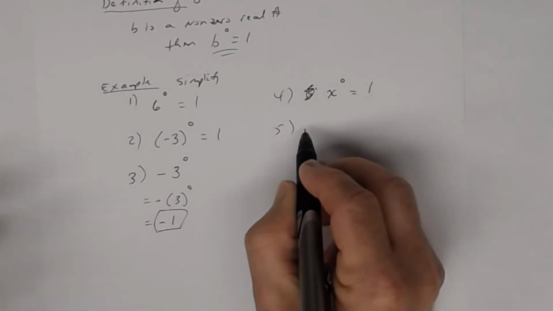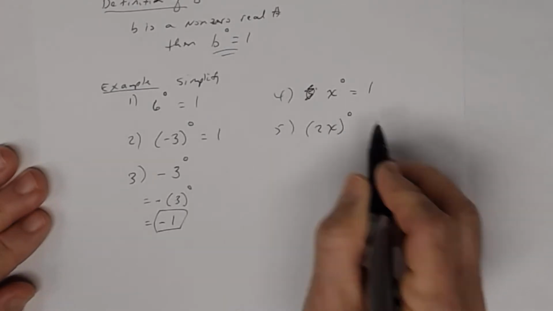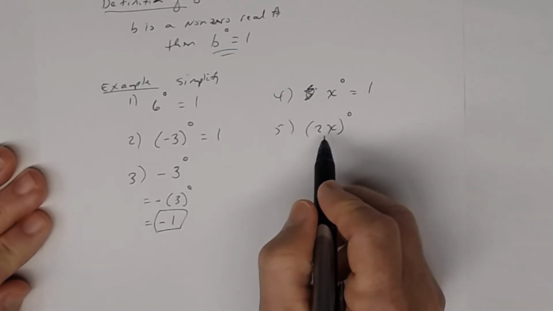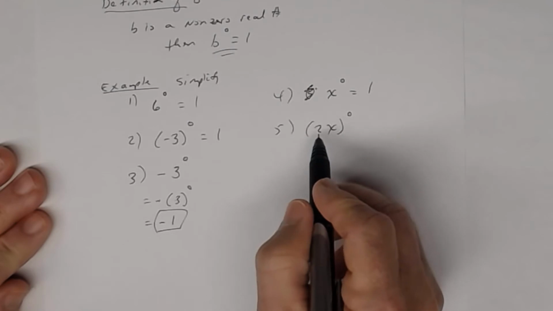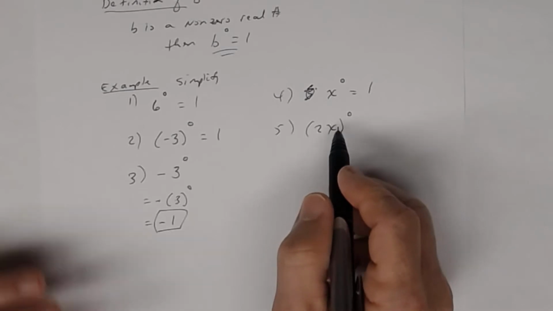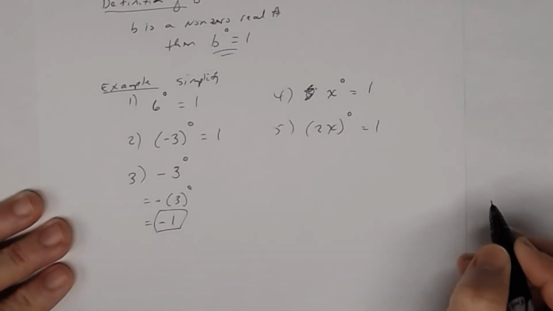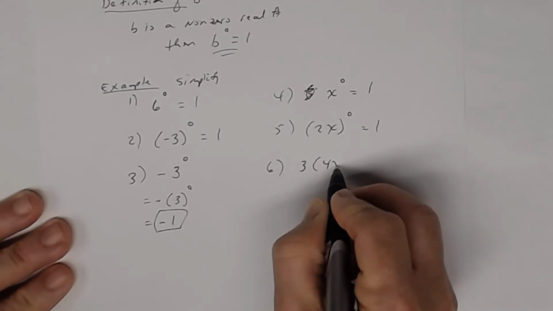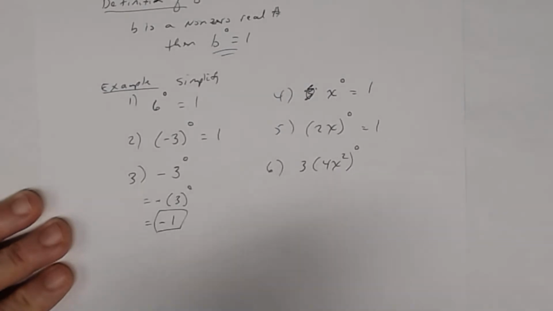Okay, 5. What if you had 2x to the 0 power? Well, what's your base? Your base is 2x. All right, and so any expression, as long as, remember, your variable is not 0, any expression raised to 0 power is going to be 1. What if you had this? 3 times 4x squared raised to the 0 power.